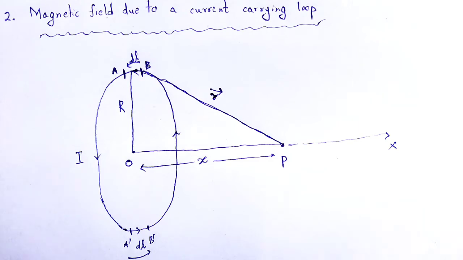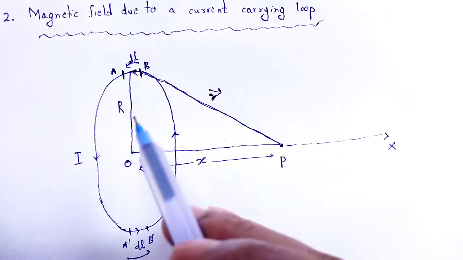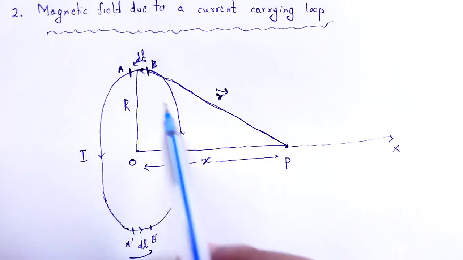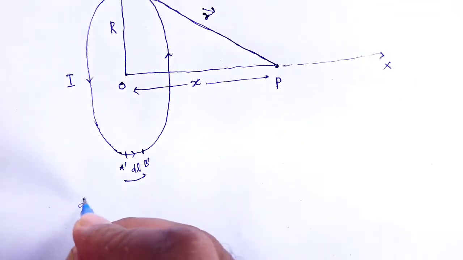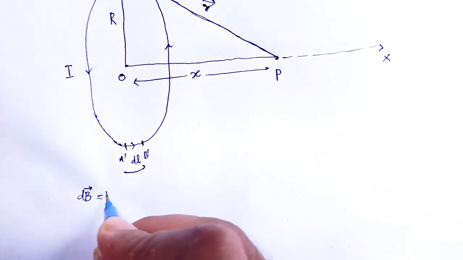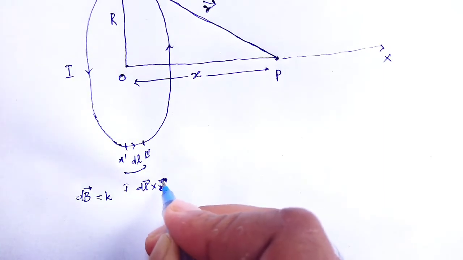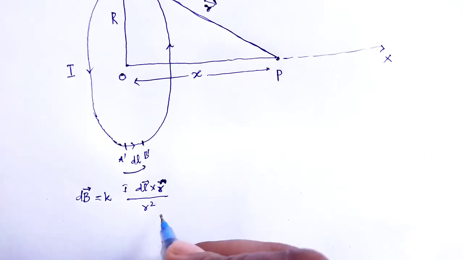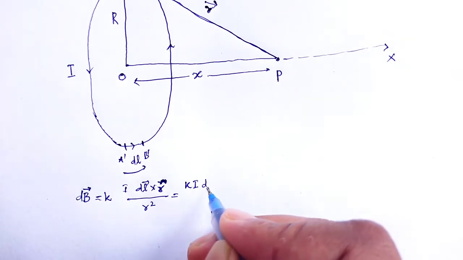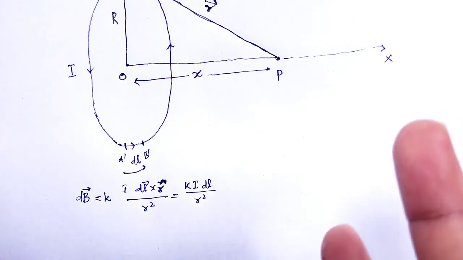Now we have to apply Biot-Savart's law to calculate the magnetic field intensity B vector due to the current carrying element AB at point P. So dB, the magnetic field strength at point P due to the current element I dl, is equal to K I dl cross r cap divided by r squared. Since dl and r are perpendicular to each other, that expression will be K I dl divided by r squared, where K is the proportionality constant with value mu naught by 4 pi, and mu naught is the permeability of free space.